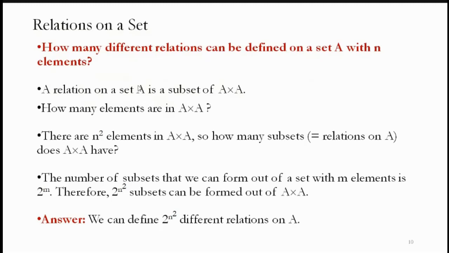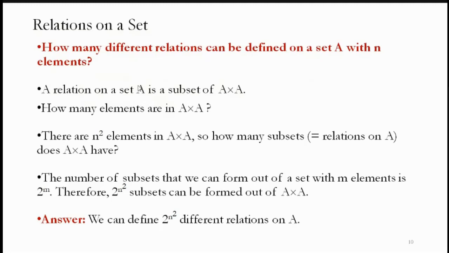A cross A cross A means A cube, like that you can form. However many Cartesian products you make on the same set, that is the power you can make use of. So here, how many elements are there in A cross A? There are n square elements in A cross A. So how many subsets will you get? Whenever you have n elements in A, how many subsets will you get?